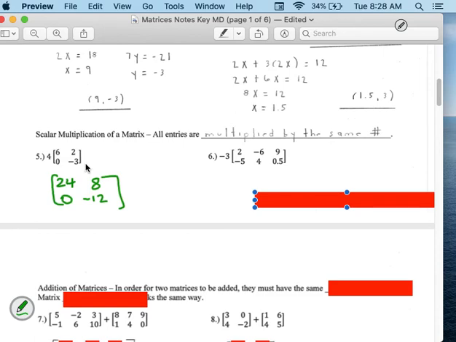Example number 6. Go ahead and try that one.